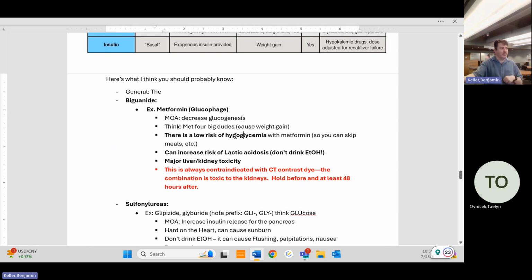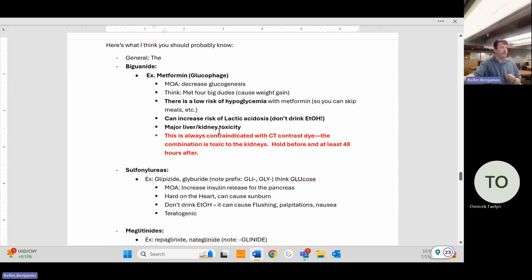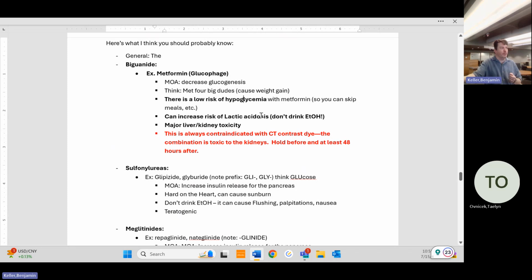This is a question you might see sometimes. Can a patient skip a meal? Yes. Is there a risk of hypoglycemia with metformin? Not really. It can increase the risk of lactic acidosis, especially if people are drinking with it, so no drinking. It has major liver and kidney toxicities, and because of that it can increase lactic acidosis. It can also kill the kidneys, especially if it's taken with contrast dye.